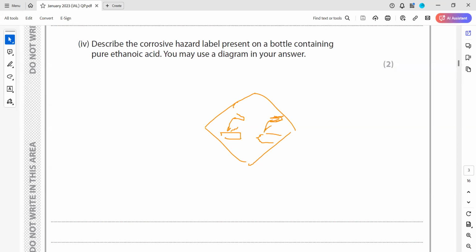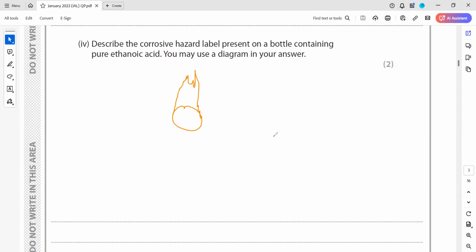So whenever it is corrosive, there are two test tubes which show acid reacting with a metal and with hands, both cases. So a hand and a piece of metal will be there on the bottle. And if it was oxidizing, there will be an O and then the flames. This is oxidizing. But if it was flammable, only the flames are there.